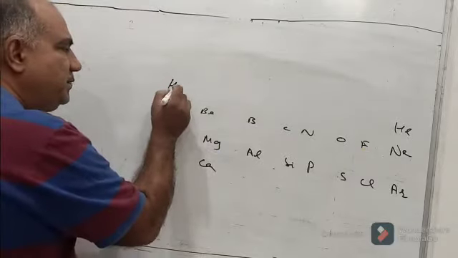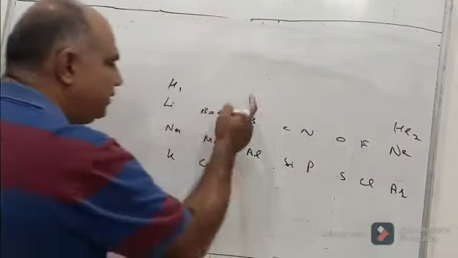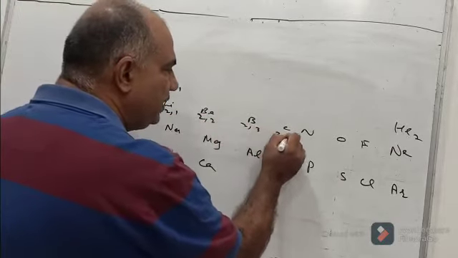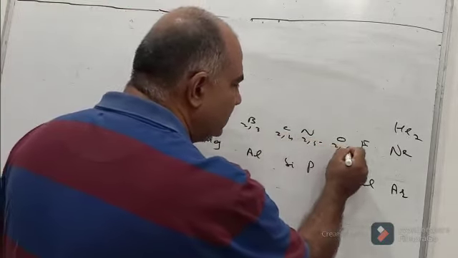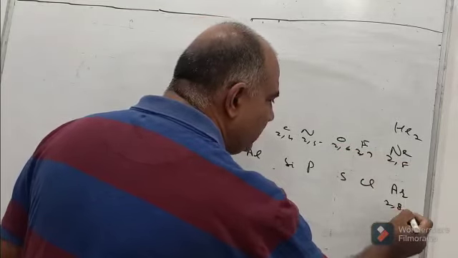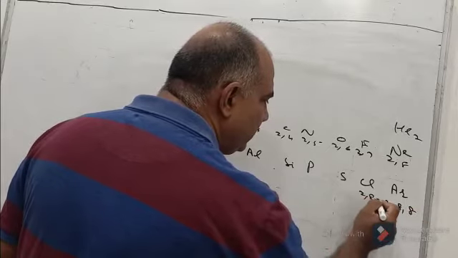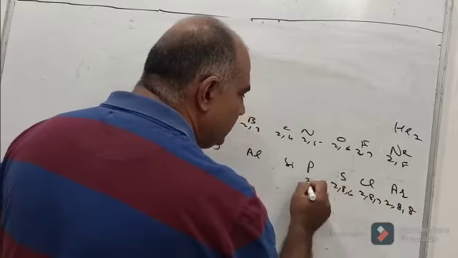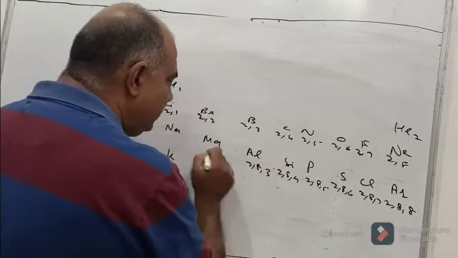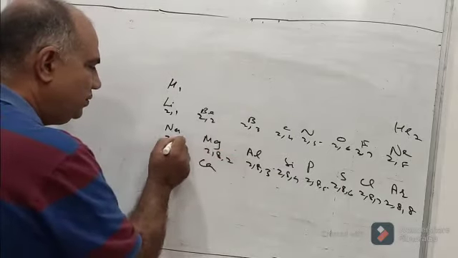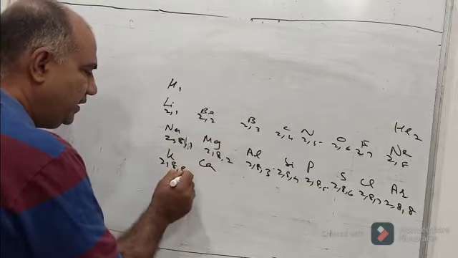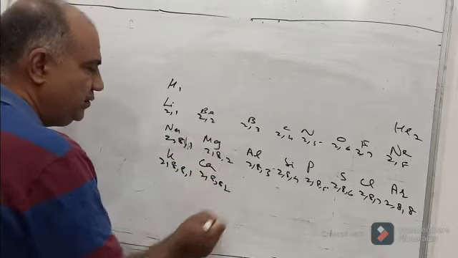So if you see the electronic configuration, for hydrogen it is 1, for helium it is 2, there is only one orbit. For the next ones it is 2, 1; 2, 2; 2, 3; 2, 4; 2, 5; 2, 6; 2, 7; and for neon it is 2, 8. Then 2, 8, 1; 2, 8, 2; 2, 8, 3; 2, 8, 4; 2, 8, 5; 2, 8, 6; 2, 8, 7; 2, 8, 8; then 2, 8, 8, 1 and 2, 8, 8, 2.